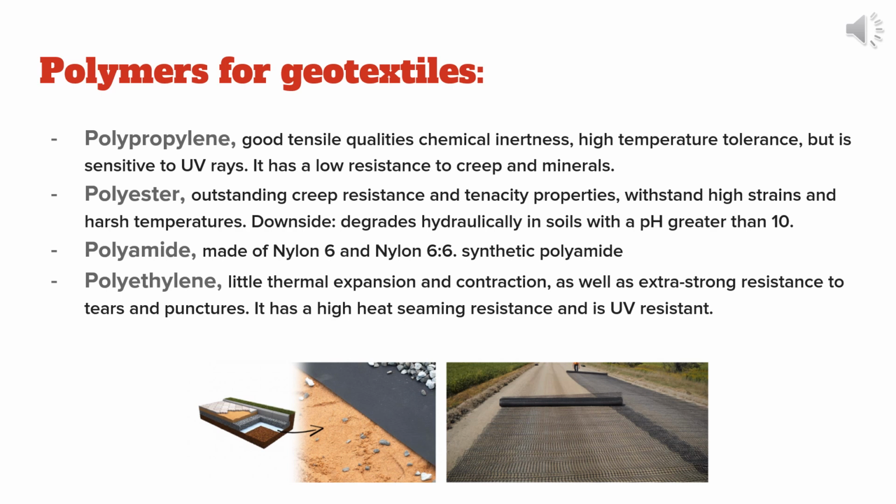It degrades hydraulically, so this could result in flaws such as premature wear and failure of hydraulic machinery. Polyamide is made of nylon 6. The resulting products usually have much greater strength. They are also susceptible to hydrolysis. Polyethylene has an extra strong resistance to tears and punctures and is resistant to UV rays.